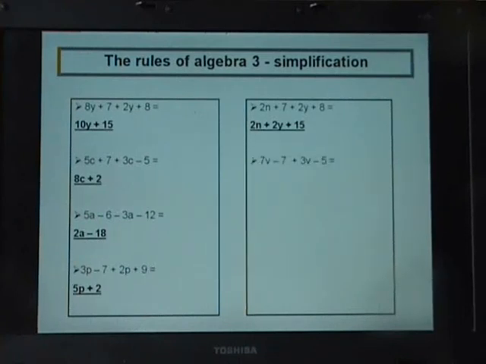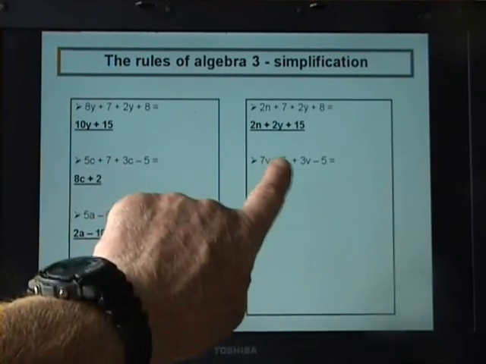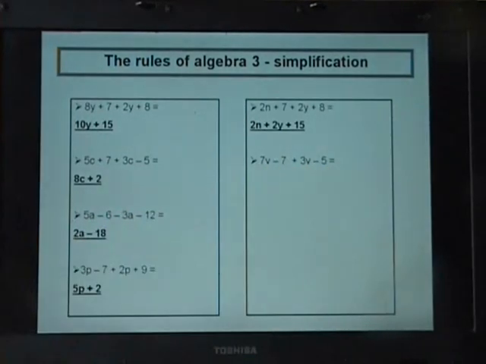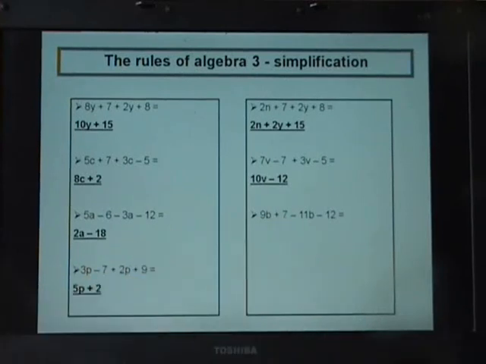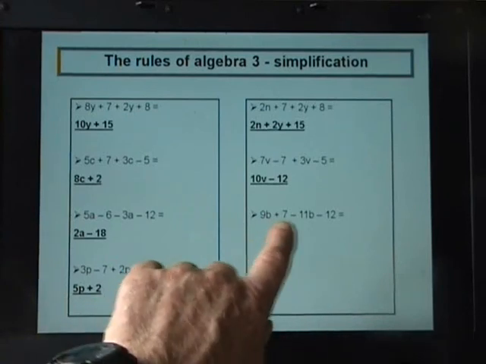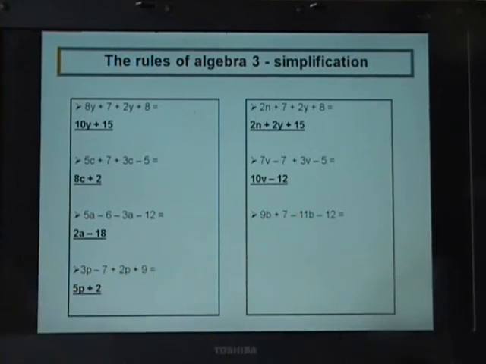7v minus 7 plus 3v minus 5. Collect the v's up. I've got 10v, and then I've got take 7, take 5, and that's take 12. 10v, take 12. I've got 9b take away 11b to start off with. That's going to be minus 2b. And then I've got plus 7 take 12, and that's minus 5. So I'm going to get lots of minuses or negatives in this answer, and it's going to be minus 2b minus 5.